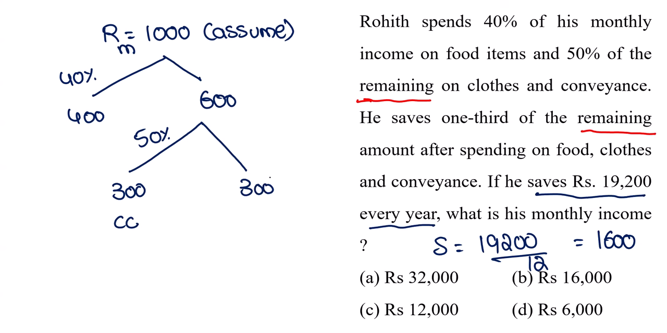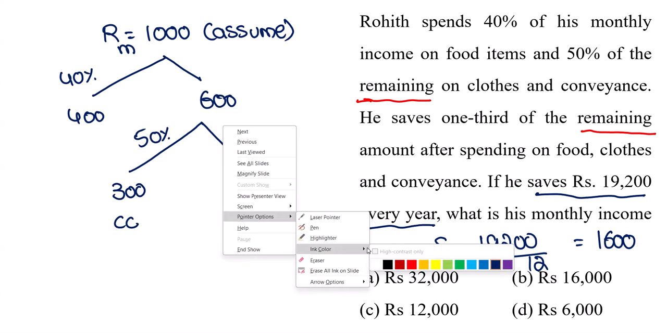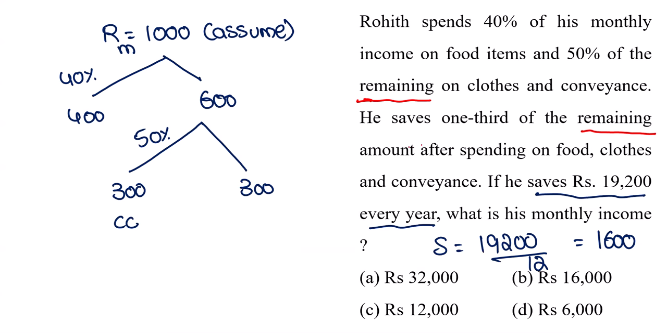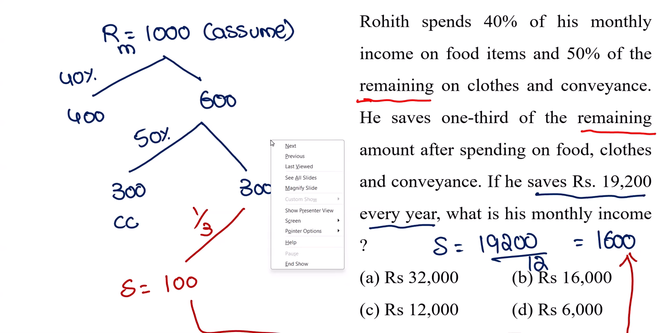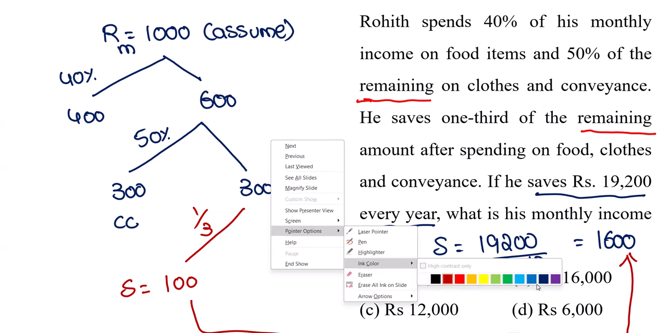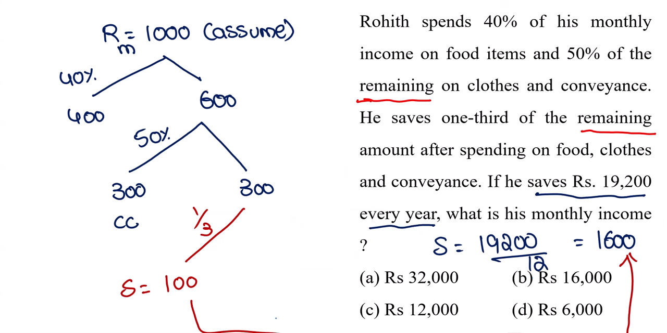They said one third of the remaining amount. Okay, so he saves one third of the remaining. This is remaining. One third means 100 is saving. But we know in the question they have given saving is 1600. So to connect these, we have to multiply by 16, then only the mapping will be satisfied.